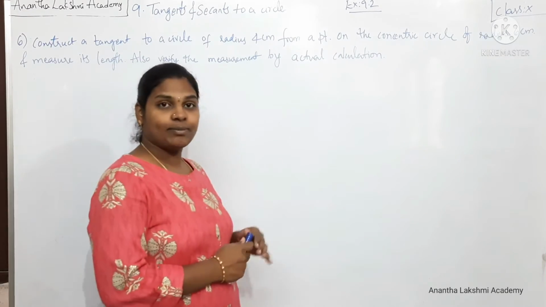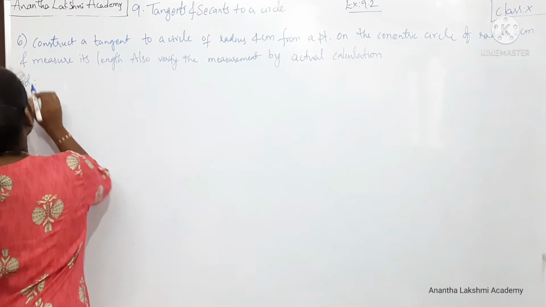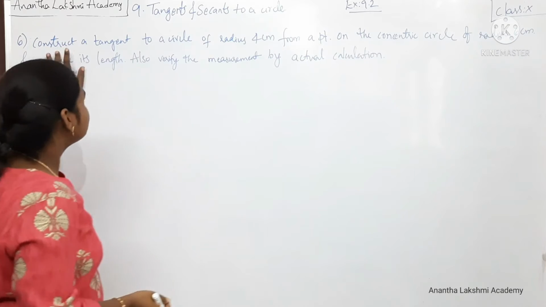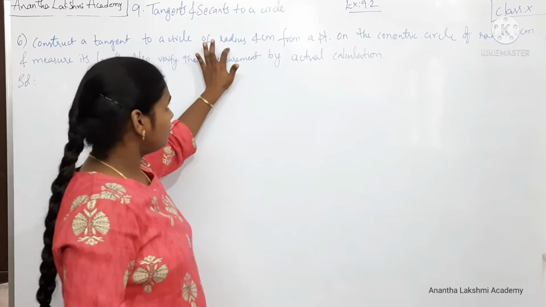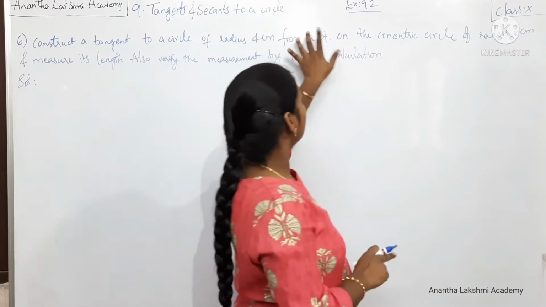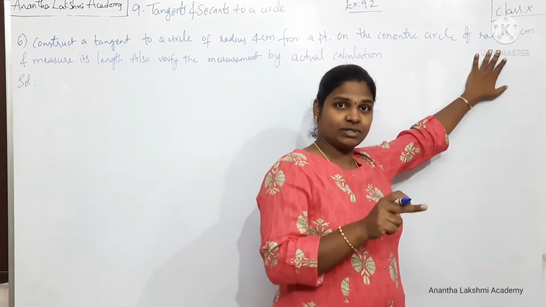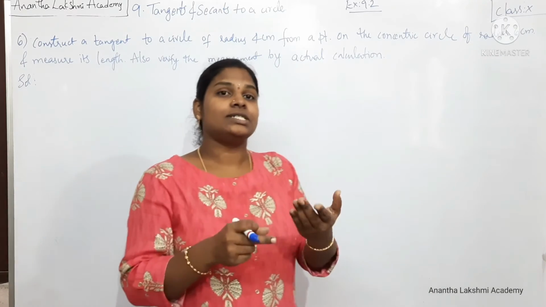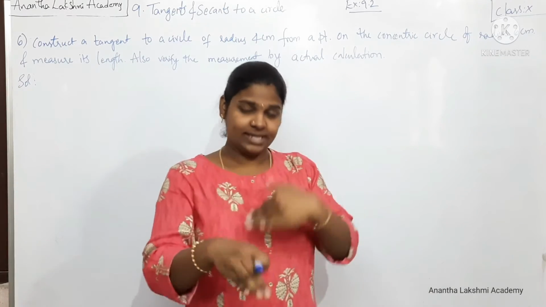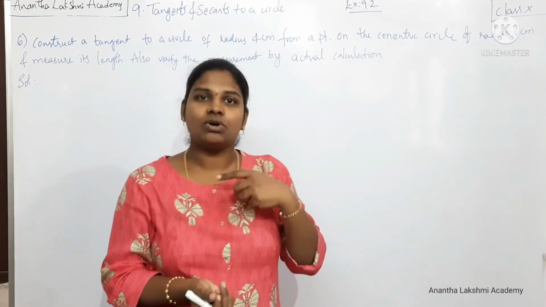So here we have problem number 6. Let me read it out for you, wherein we are asked to construct a tangent to a circle of radius 4 centimeters from a point on the concentric circle of radius 6 centimeters. Concentric circles are nothing but when a circle lies within a circle with the same center, they are known as concentric circles.